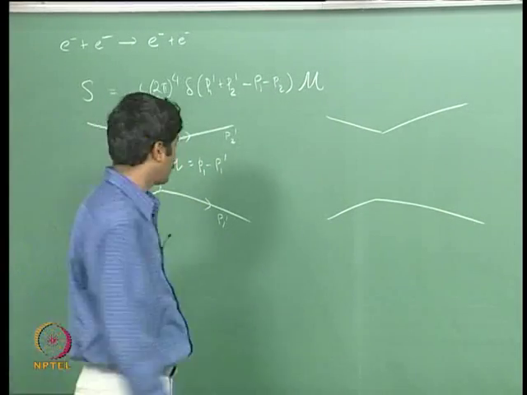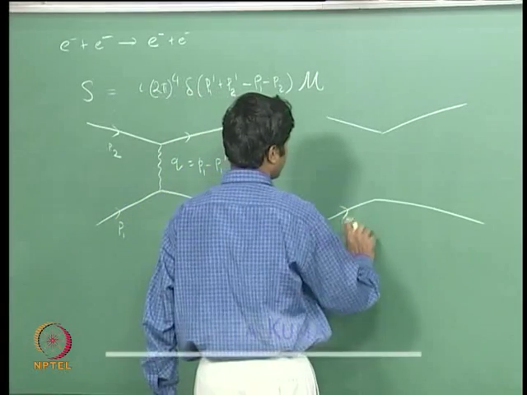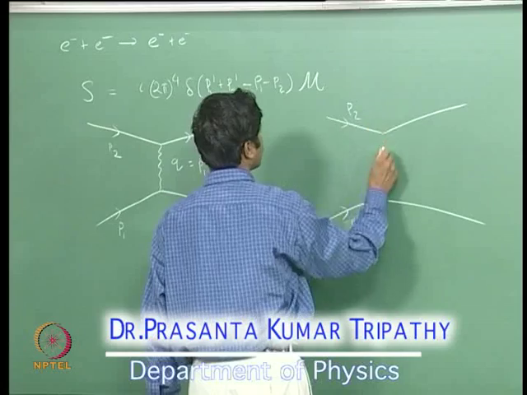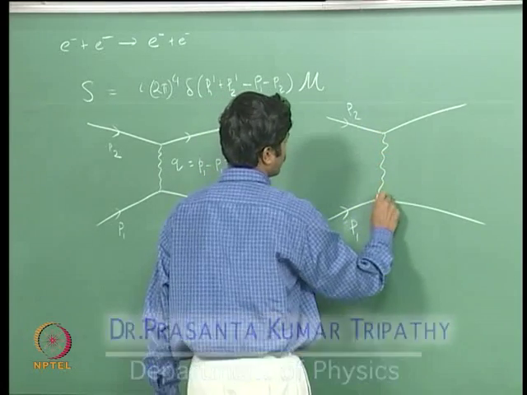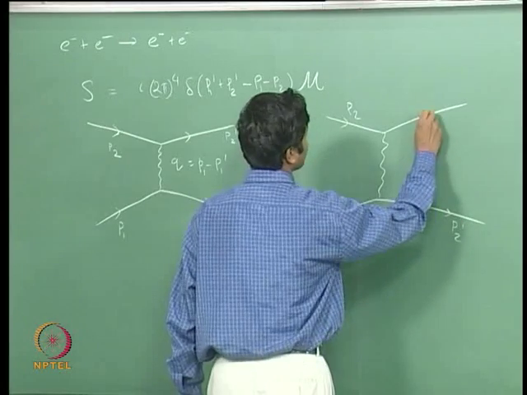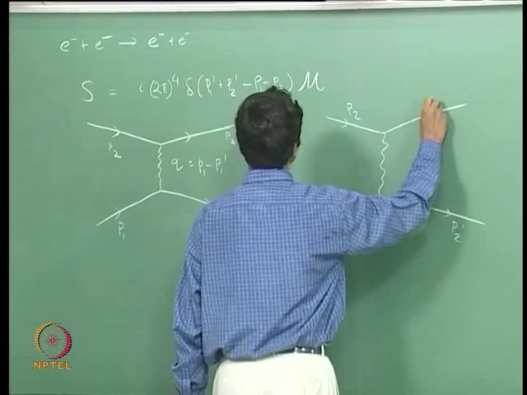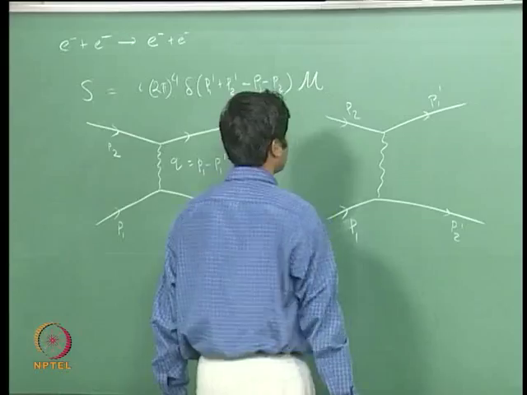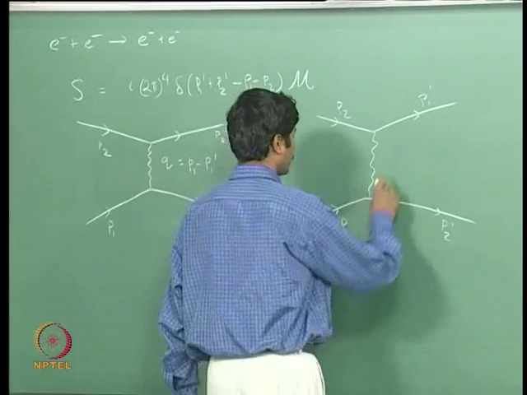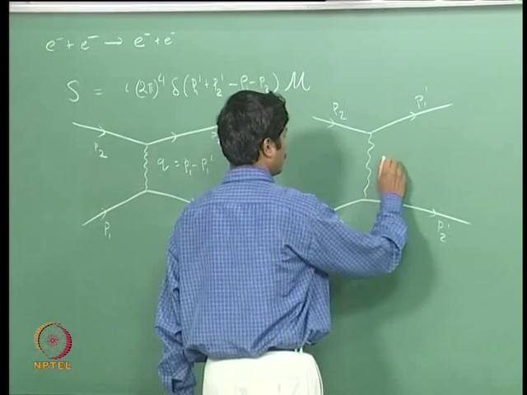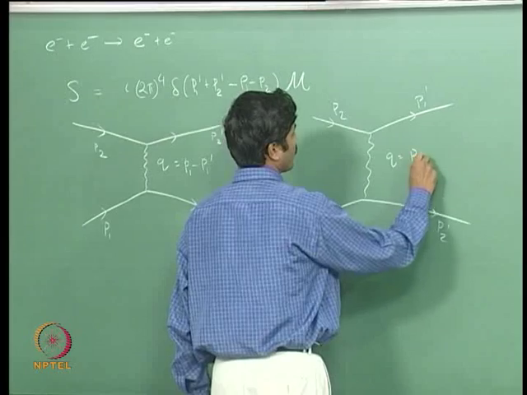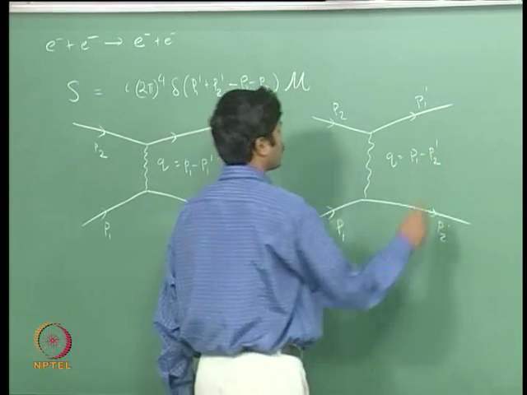Here you have an incoming electron of momentum p1, p2, but this one has energy momentum p2' and this one has energy momentum p1'. So, the virtual photon carries energy momentum which is given by q equal to p1 − p2'.